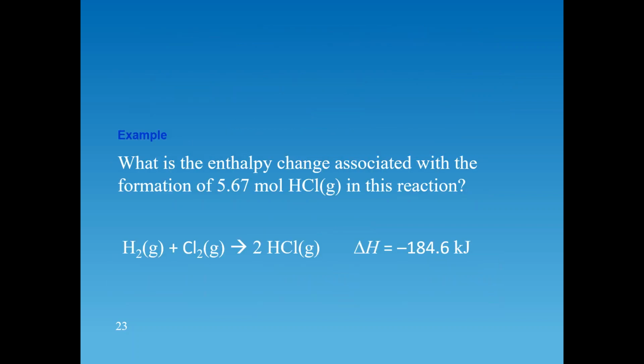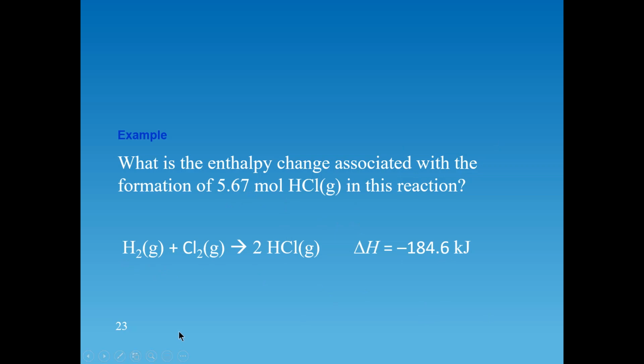All right? Okay, so let's look at this example. The question says, what is the enthalpy change associated with the formation of 5.67 moles of HCl in this reaction? So it gives you the balanced equation and it gives you the moles of HCl.